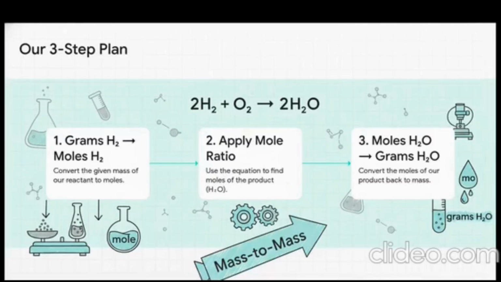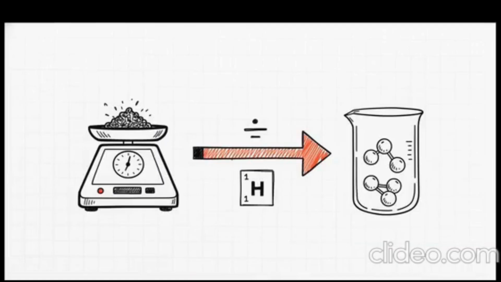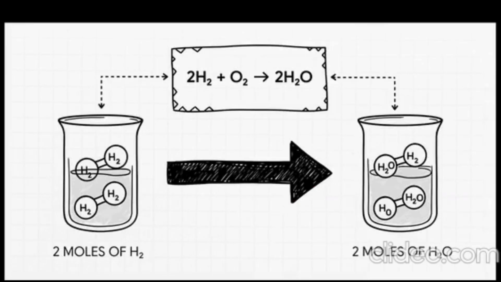Now, we don't have to guess how to solve this. We have that reliable 3-step mass-to-mass plan we just talked about. We're going to follow these steps exactly, one by one. First up, step 1. Let's convert our starting mass into moles. We have 4 grams of hydrogen, and its molar mass is about 2 grams for every mole. So we just do 4 divided by 2, and that gives us 2 moles of hydrogen.